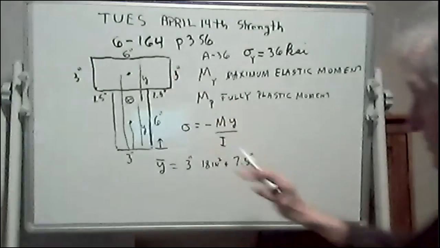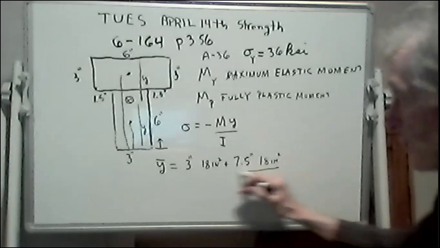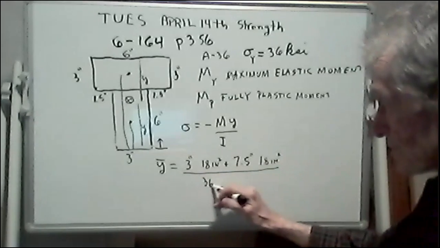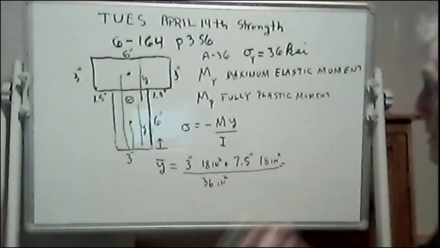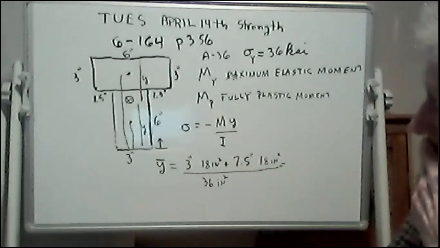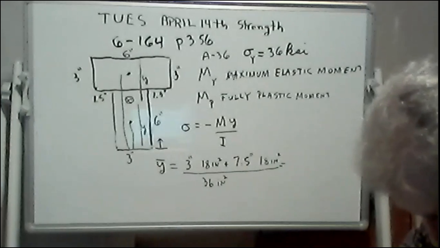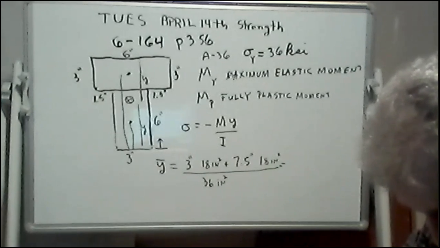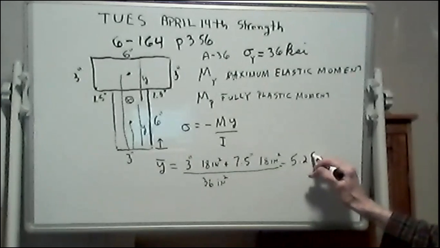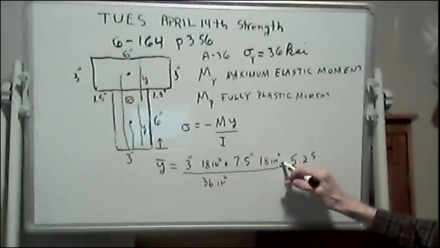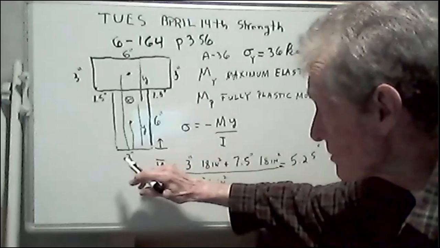And that area is also 18 square inches. And then you divide by the area of the whole thing, which is 36 square inches. And what you come out with is, you guys go ahead and do that. I'm getting 5.25 inches. That's where the centroid of this whole thing is.